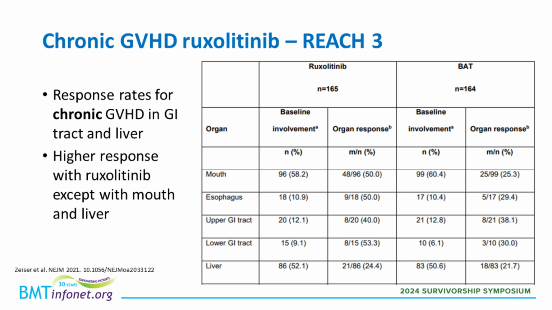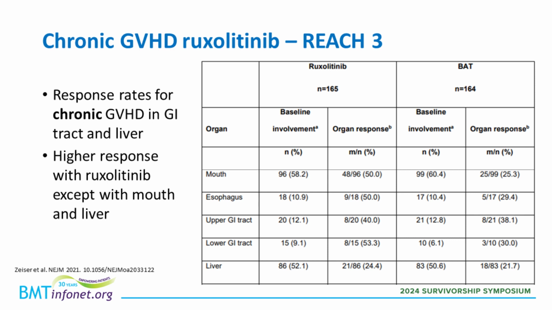The esophagus, about 10% were involved at baseline, and then there was about 50% response with ruxolitinib versus 30% with best available therapy. Upper GI tract, 12% at baseline, and then 40% responding in actually both best available therapy and ruxolitinib. For the lower GI tract, about 6 to 10% involvement, and then a 53% response rate with ruxolitinib and about 30% with best available therapy. And liver, similar responses for ruxolitinib and the best available therapy.